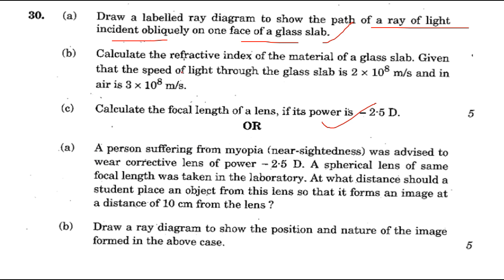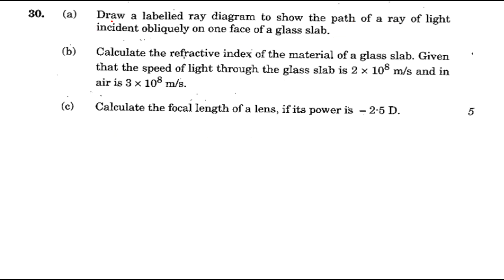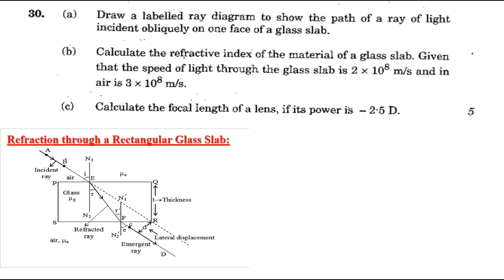Look here, either you have to solve this part or this part. This part says a person is suffering from myopia and so on. We know that defects of the eye are not in our syllabus for this term, so we are not going to see this part of the question. We will look only at the first part, which says to draw a labeled ray diagram to show the path of the light incident obliquely on one face of the glass slab. I have taken one slide from the previous videos.